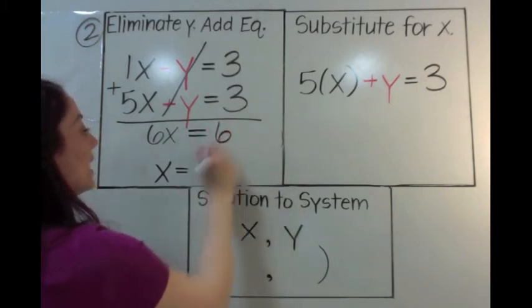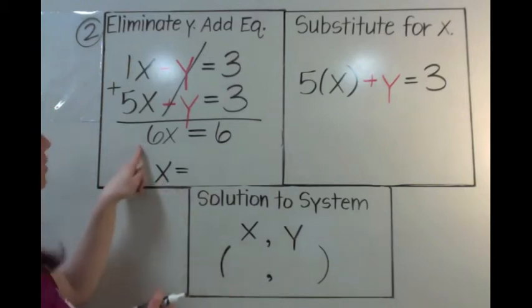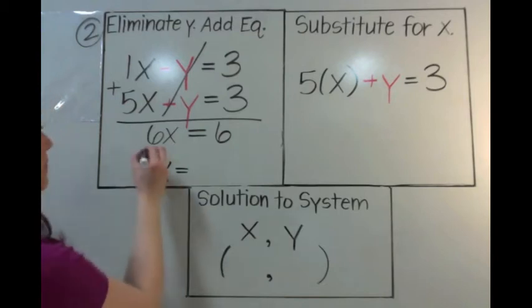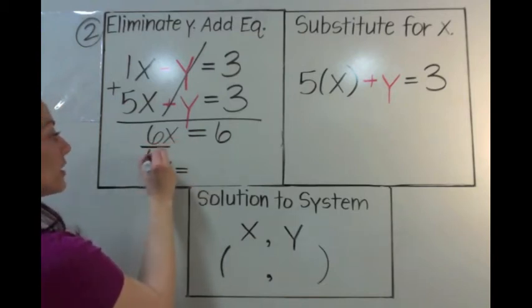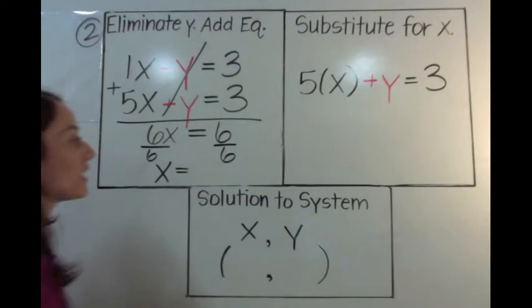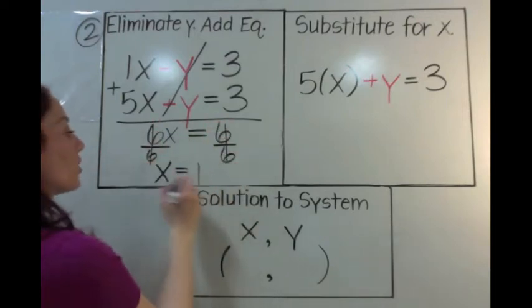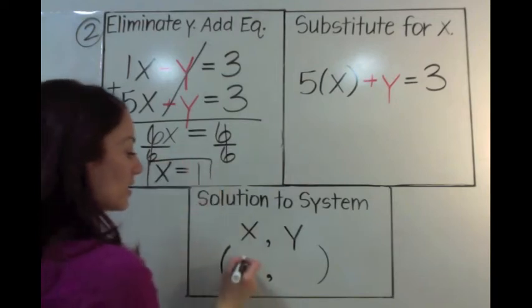Very good. Now we need to find out what x is, not what 6x is. So what do we have to do to both sides? Remember, we divide by, what's touching x? Divide by 6, right? What's 6 divided by 6? Any number divided by itself is what? It's 1. So here, x is 1.